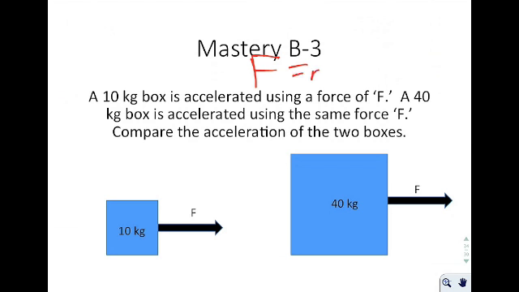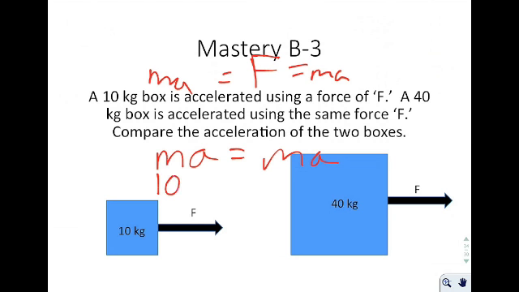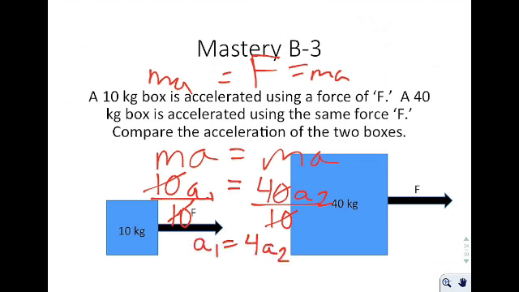So instead of saying F equals ma and F equals ma, I'm going to say that the mass times the acceleration of the small box is equal to the mass times the acceleration of the large box. Now I can plug in. I can say 10a1 is equal to 40a2. And I can solve for the ratio. Divide both sides by 10, and you're left with a1 is equal to 4a2.